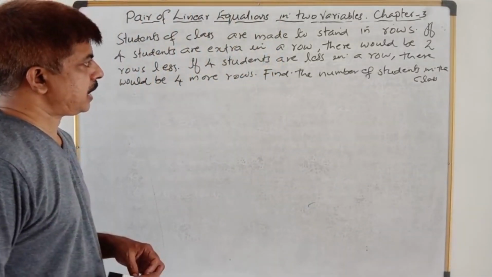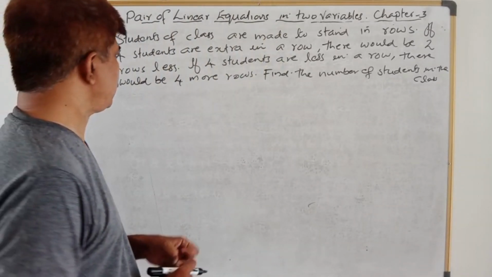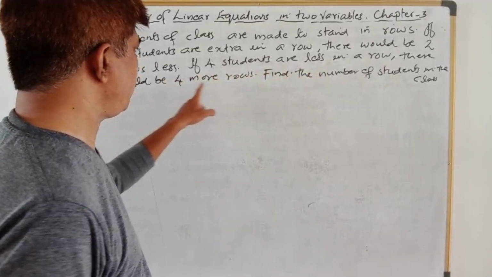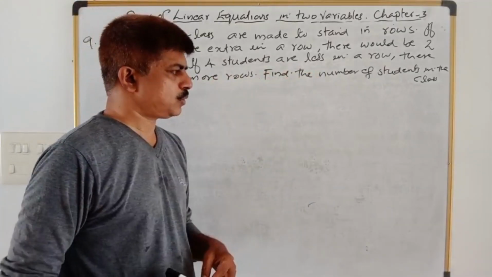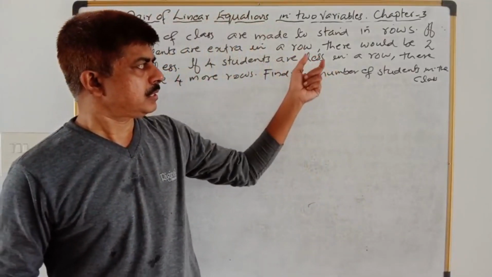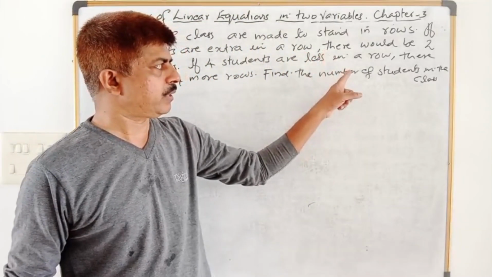Students of a class are made to stand in rows. If 4 students are extra in a row, there will be 2 rows less. If 4 students are less in a row, there will be 4 more rows. Find the number of students in the class. According to the situation, how will you form the equation?